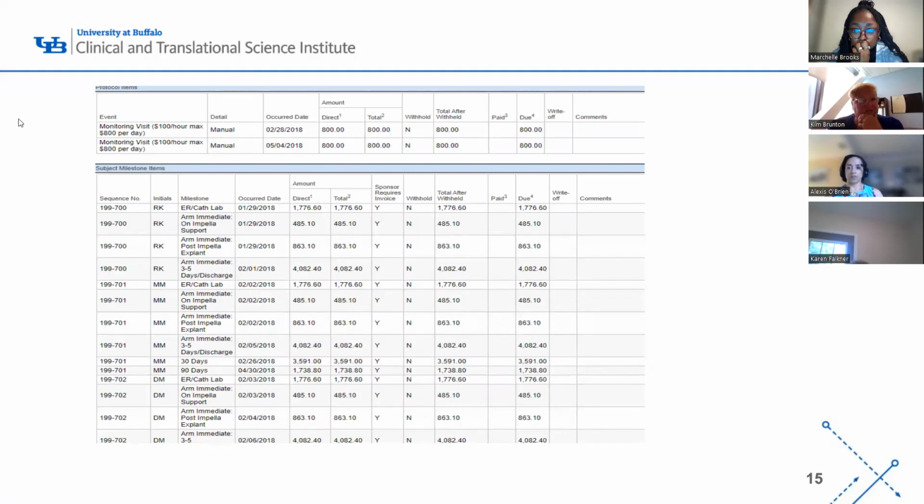So, as you can see here, the financial reconciliation is very detailed. It includes everything that was paid for each subject, but it also delineates the financial events. And you can see these were monitoring visits that were paid, the dates they occurred, how we received it, what all happened, what patient number it was, and so we will go back and make sure that you got paid for everything in a study visit.